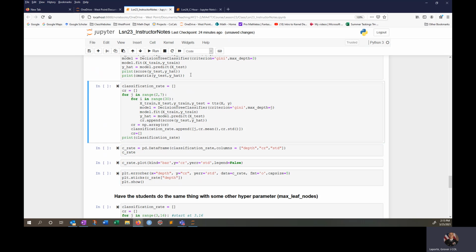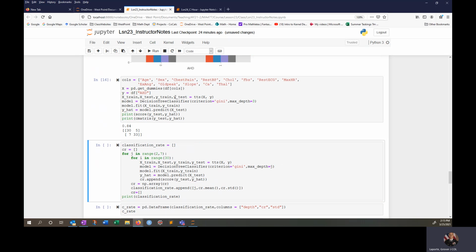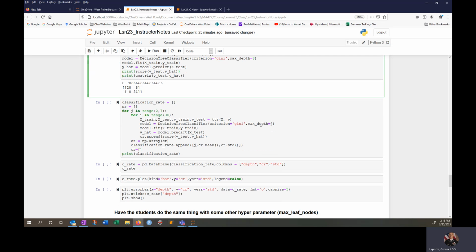But we could hit this again, shift enter. So you see, if I did it with a different set of data for my train and my test, I get 84%. And if I did a different set of data, I get 0.78. So what I'm going to do is I'm going to do each of these models like 30 times, and then find an average and find a standard deviation and just map all that stuff out. And I want to use this max depth level.